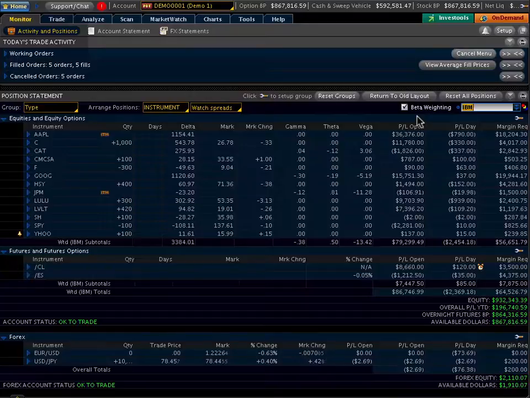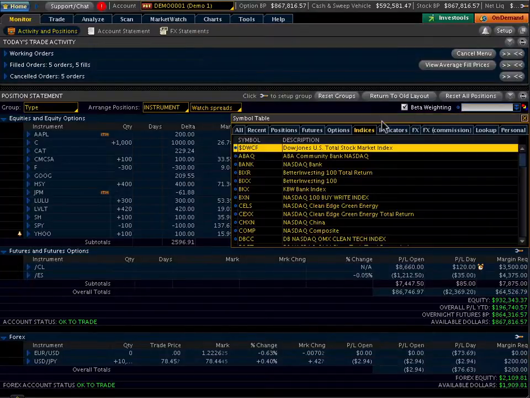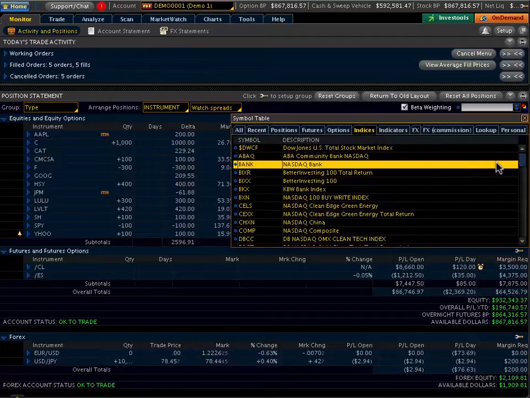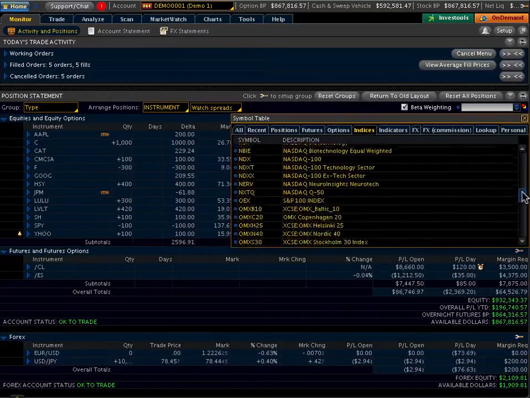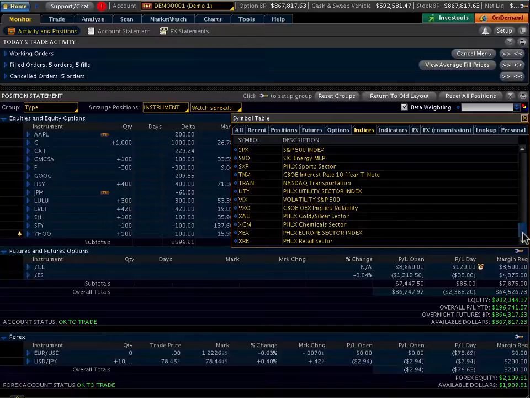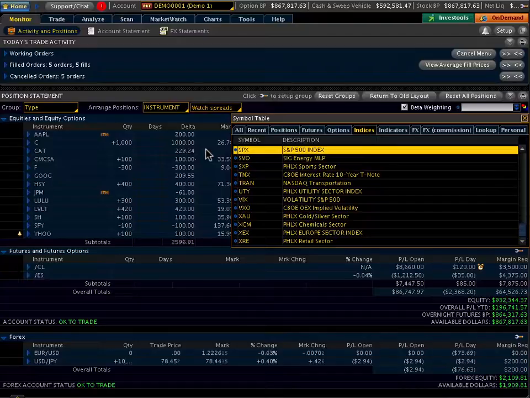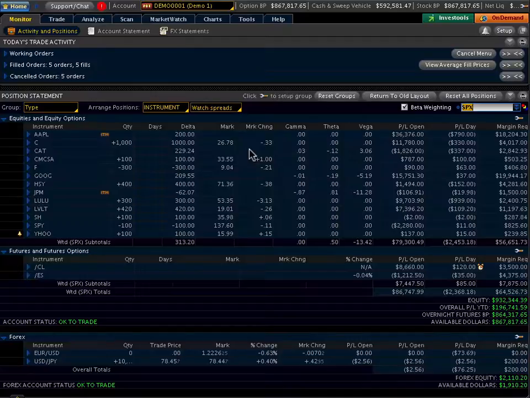However, many experienced traders may try beta weighting against an index. Type a question mark into the symbol box and select the Indices tab for a list of index symbols. For this example, we will search for the symbol for the S&P 500, which is SPX. Watch the delta or net shares closely as beta weighting is applied to this portfolio. Now, delta or net shares for each symbol is represented as equivalent to SPX shares.